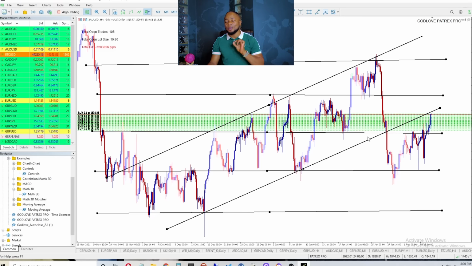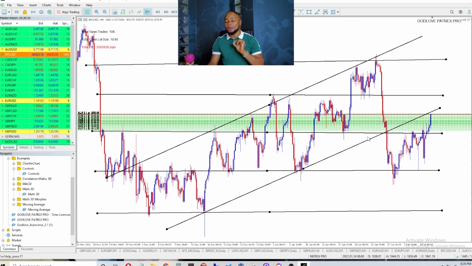That is another zone. So once I've drawn my zones, I make sure that the distance between my zones must be at least 150 pips. The smallest zone I have here, if I measure this distance, is 250 pips, all right? So all these distances are potential zones where I can trade.